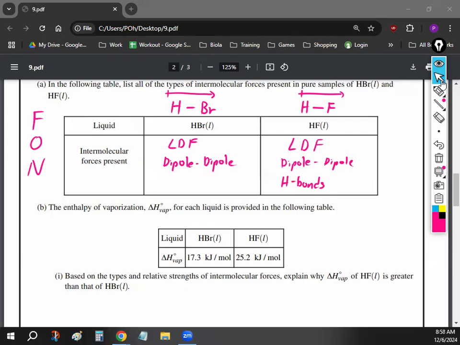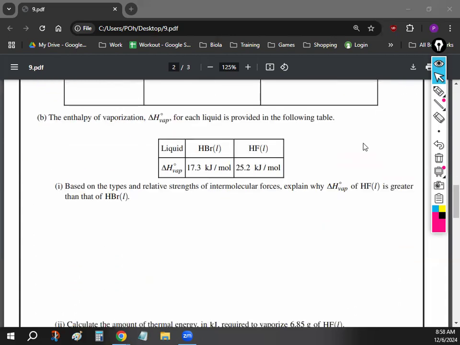All right, so that's part A. Let's move on to part B. Now that we have all the intermolecular forces, we're going to be analyzing the two substances a little bit more. They give us the delta H of vaporization, the enthalpy of vaporization. Basically, how much energy is required to vaporize a mole of this substance for each liquid.